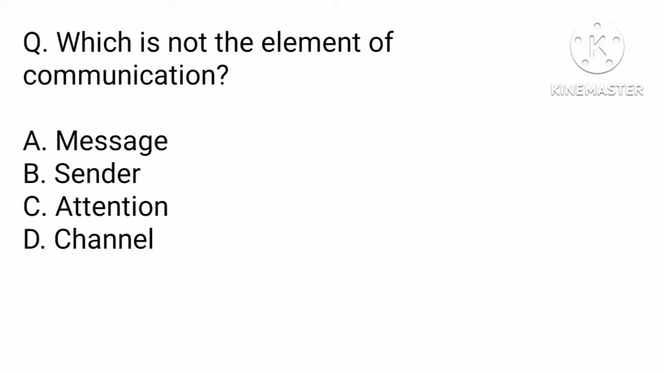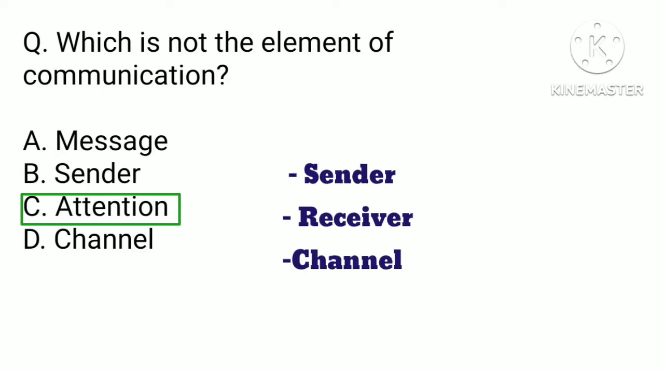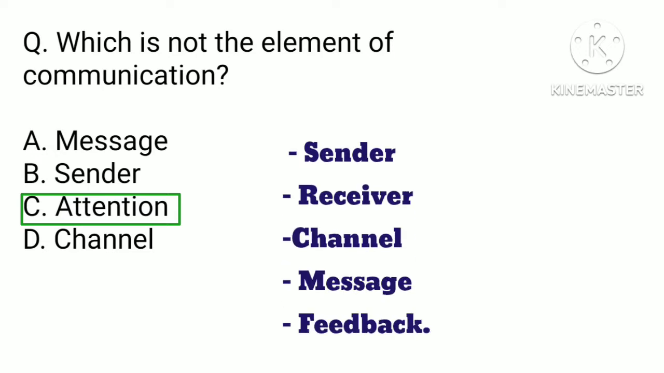Which is not an element of communication? A. Message, B. Sender, C. Attention, D. Channel. And the correct answer is C. Attention. There are 5 elements used in the process of communication, that is sender, receiver, channel, message and feedback. Attention is not a part of communication.